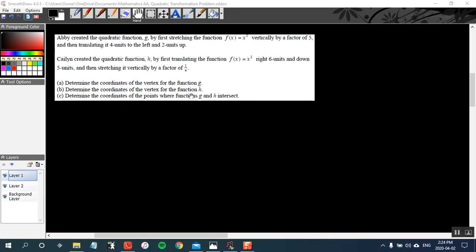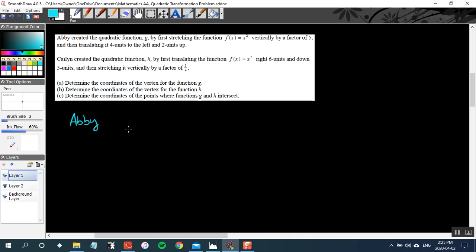Kaylin, on the other hand, created a quadratic function h by first translating the function y equals x squared 6 units right and down 5 units. And then she stretched it vertically by a factor of a quarter. Determine the coordinates of the vertex of both of those functions, and also determine the coordinates of the points where these functions intersect. So let's have a look to see what Abby did.